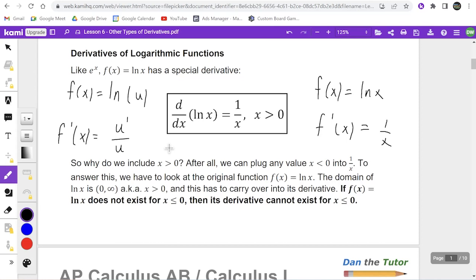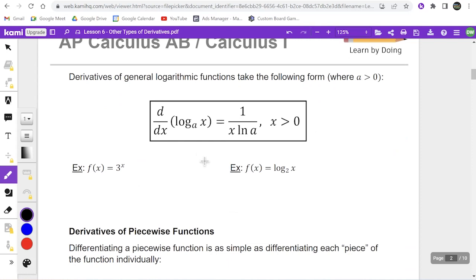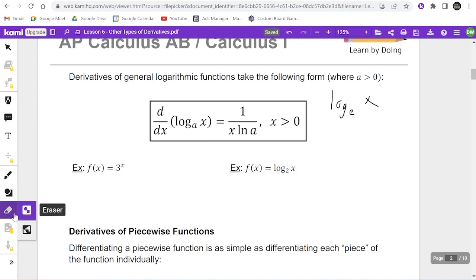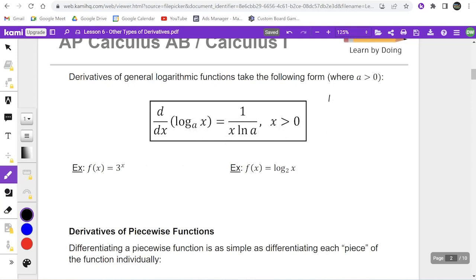Now let's go on to the next page where we talk about log base a of x. In other words, this is no longer the natural log. By the way, the reason natural log is so special is that it's log base e of x, and e is that special number we talked about before. If you have anything other than that, like log base 2 of x, well, that's the example right here. The answer for the derivative is f prime of x equals 1 over x times the natural log of a, which is 2 in this case.